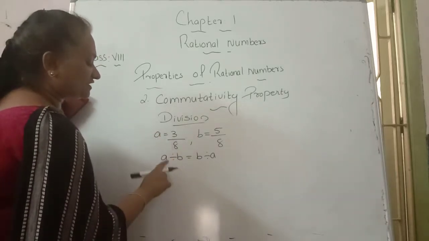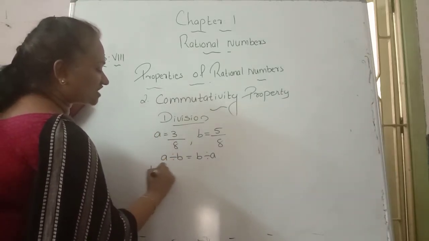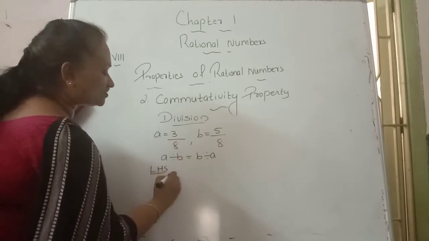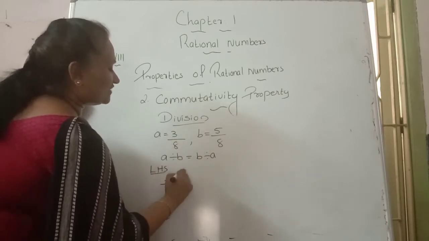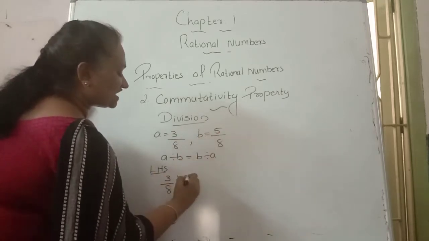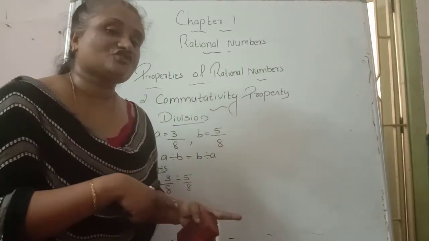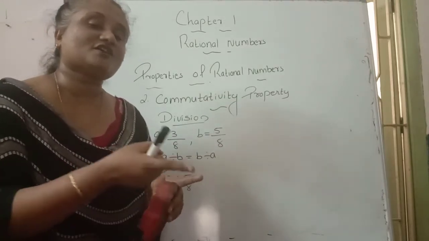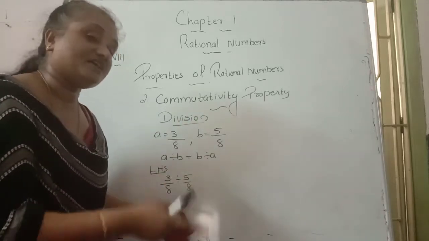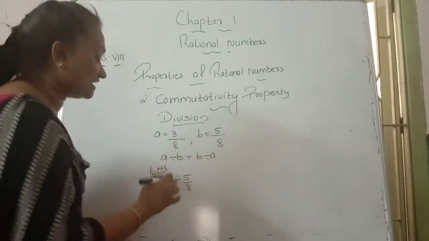So first what do we want to do? Consider the LHS side. A value is how much? 3 by 8, divided by B value, 5 by 8. In the division case, we know that direct division is not possible. So what do we want to do? Take the reciprocal of the second number and multiply.